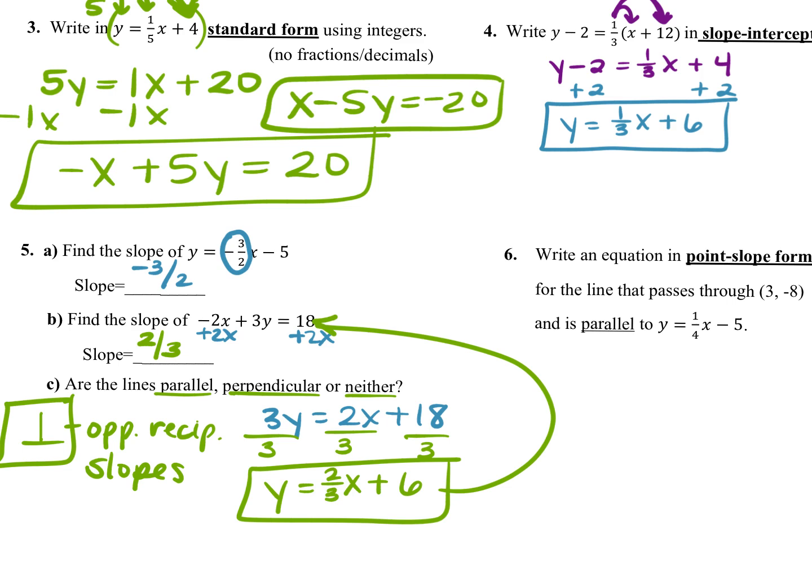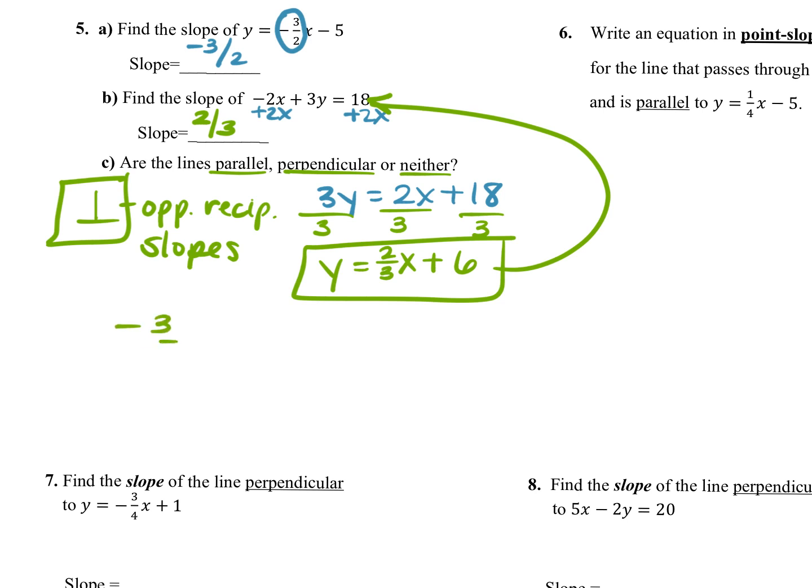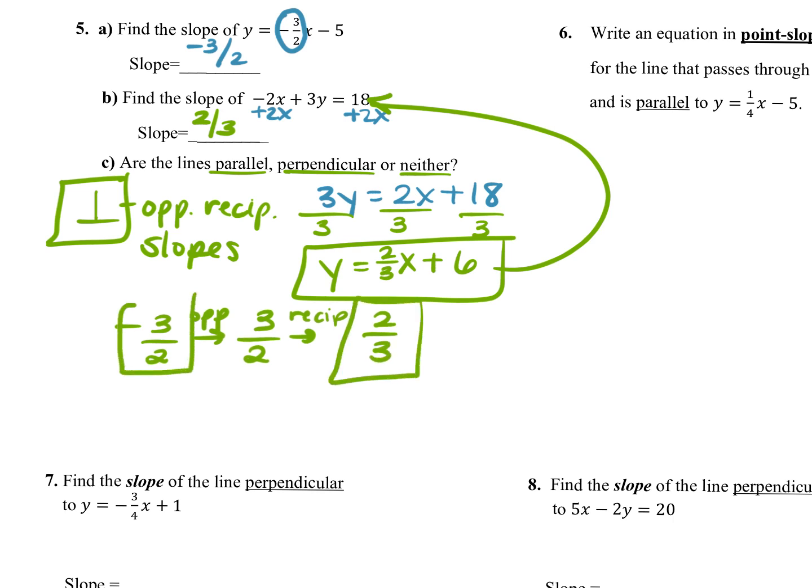So the opposites means change the sign, right? So if it's -3/2, the opposite would be a +3/2, right? So that makes it opposite. The reciprocal means flip it over, so then it becomes 2/3. So these two are opposite reciprocals. Yeah, so change the sign, flip it over. Any other questions on that one?